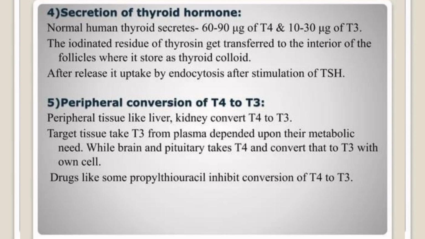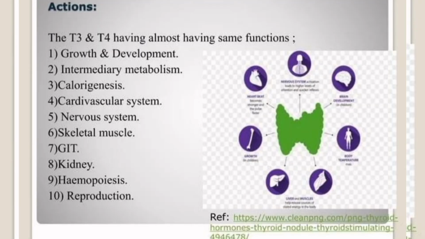Then peripheral conversion of T4 to T3. Peripheral tissues like liver and kidney convert T4 to T3, and target tissues take T3 from the plasma depending upon their metabolic need. While the brain and pituitary take T4 and convert it into T3 within their own cells. Drugs like propylthiouracil inhibit conversion of T4 to T3. Here is the mechanism of action of propylthiouracil. They inhibit the conversion of T4 to T3.